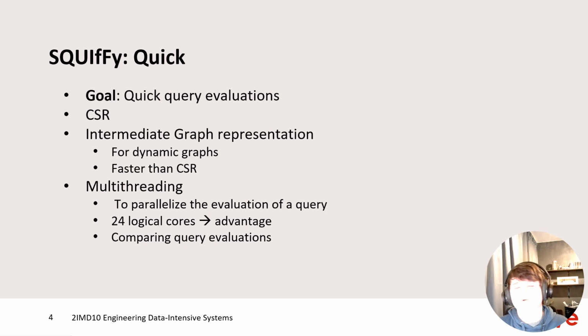We'll then be moving on to the quick section of our strategy. To speed up our traversal queries, we'll be using a CSR representation of the graph, which offers significantly faster lookup times. We'll also be using dynamic intermediate graphs for our graph joins, as this will be a lot faster than constantly having to rebuild our CSR graph. We will also be trying to implement as much multi-threading as possible, as there are 24 logical cores available, which will significantly speed up the entire process.